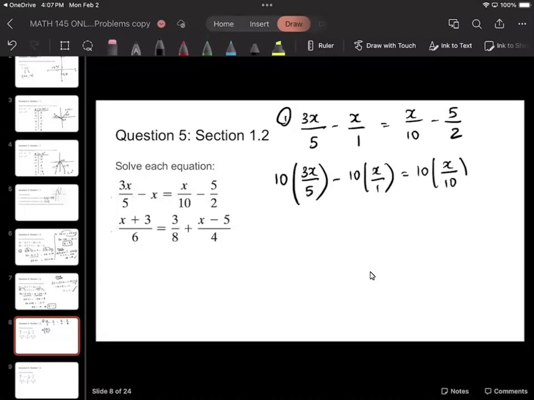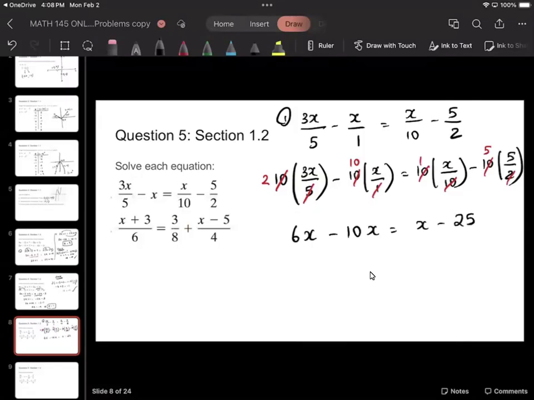So I'm going to multiply each term with 10. As long as you multiply with the same number, you are not changing the value of your equation, right? So everything remains the same. So now 10 goes into 5 2 times, 10 goes into 1 10 times, 10 goes into 10 1 time, 10 goes into 2 5 times. Then you distribute. 2 times 3x is 6x minus 10x equals x minus 25.